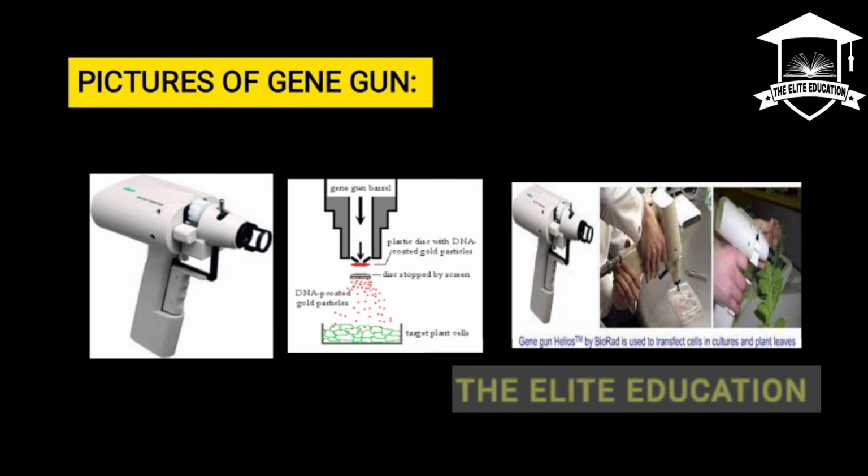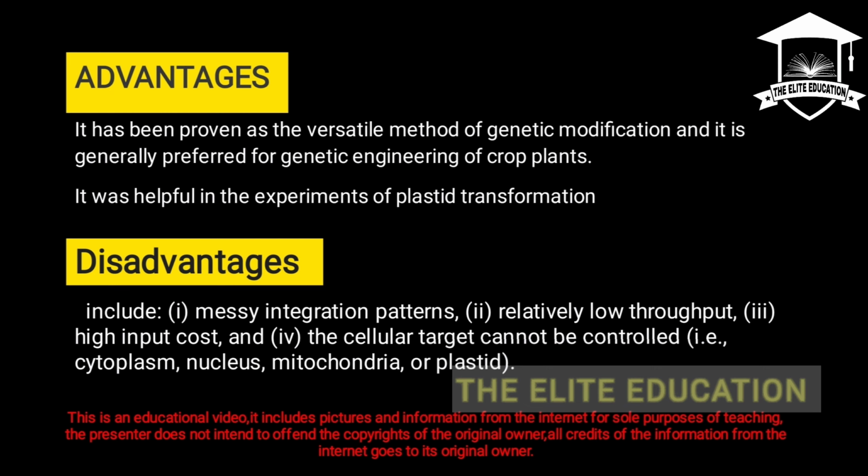That's all about it. So, advantages. It has been proven as a versatile method of genetic modification, and it is generally preferred for genetic engineering of crop plants. Because this involves high velocity, animal cells might not thrive as well as plant cells. But yes, it is also used in animal cells. It doesn't mean that it is confined to crop plants only. It was helpful in the experiments of plastid transformation. So these were the two advantages of the biolistic method or gene gun method.